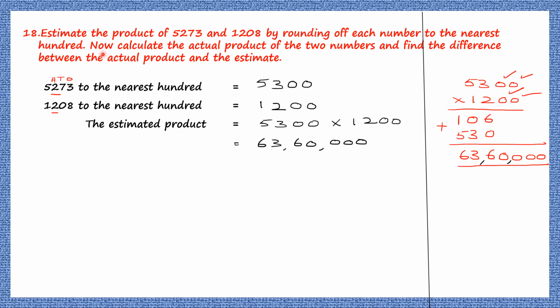Now let's read the question. Now calculate the actual product of the two numbers. So let's do that also. Actual product means we are going to take these two numbers. We are not going to round them off. We're going to multiply these two. So let's do that now. So the actual product will be 5,273 into 1,208. So let's do that multiplication.